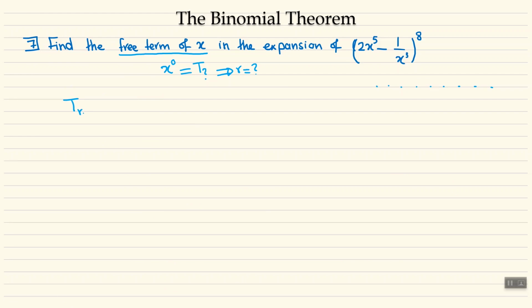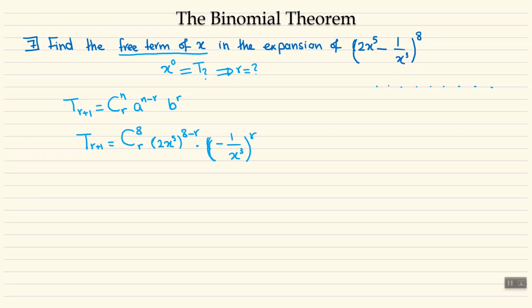Let's do it. So T(r+1) equals combination n r, a to the power of n minus r, and b to the power of r. We don't know which term it is, and that's why this is still T(r+1) equals combination n, the power we know, it's 8, r we don't know. A is the first term, which is 2x to the power of 5, and then we give it a power of n minus r, 8 minus r, times b. B is negative 1 over x cubed, and we give it a power of r. So this is to the power of r. What do we do next?